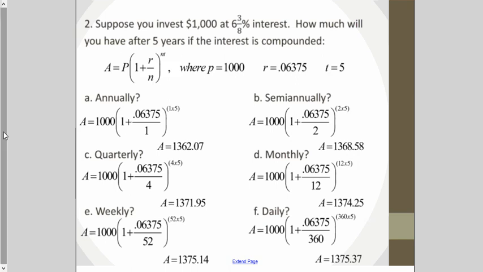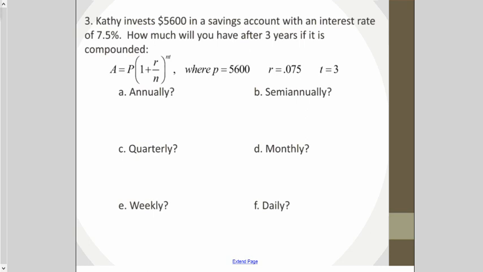I think these are all pretty good. Here's a couple more practice problems. Again, I do want to just point out, you can see this is divided by 360 and then raised to the 360 times 5 power. So here's a little bit more practice with this.